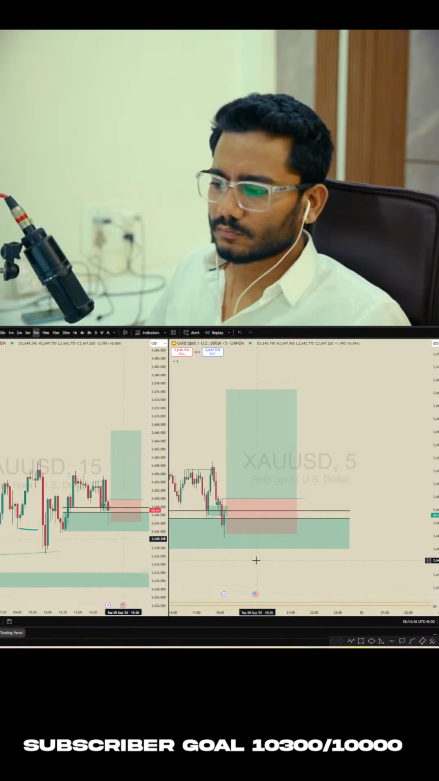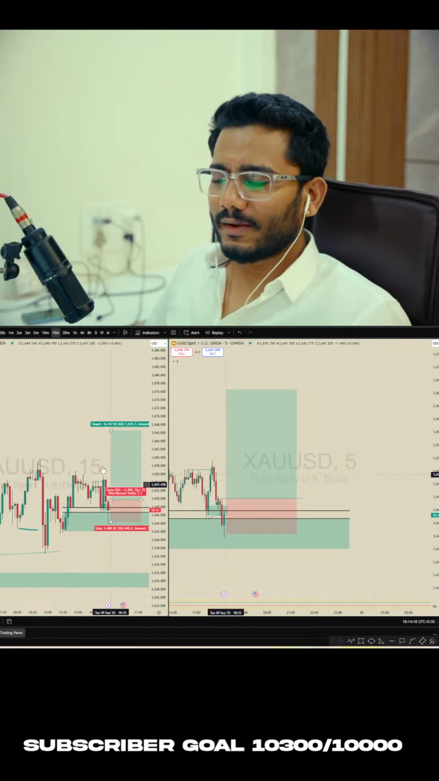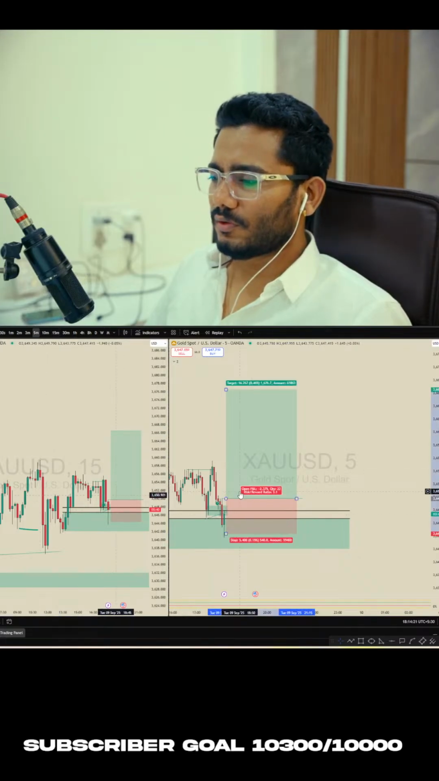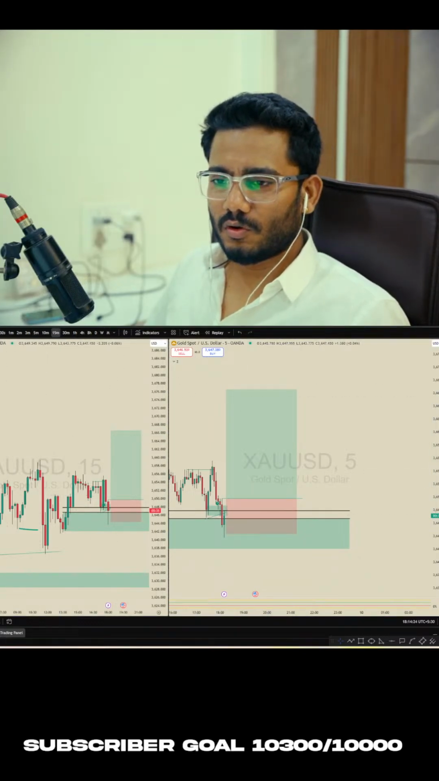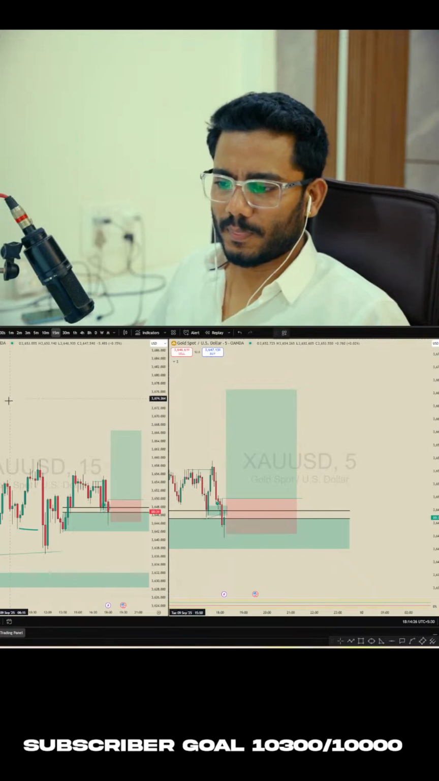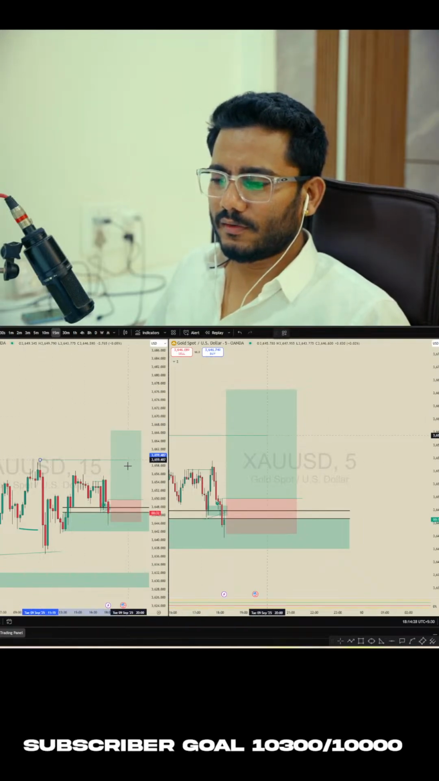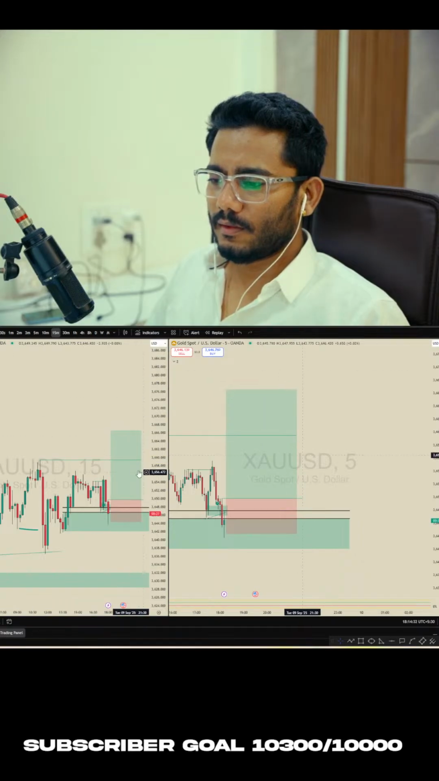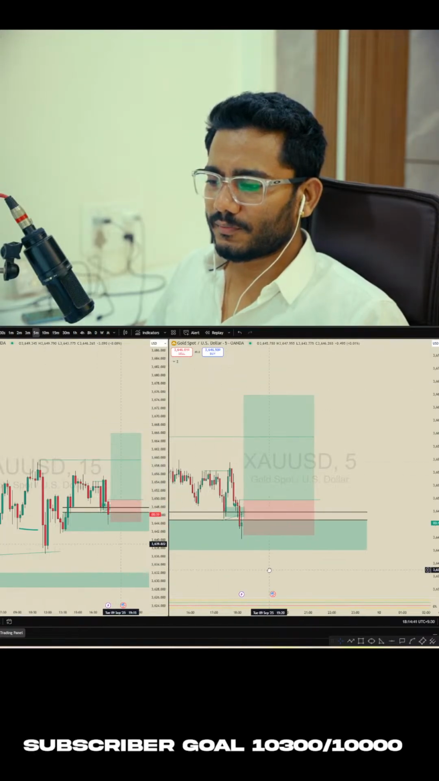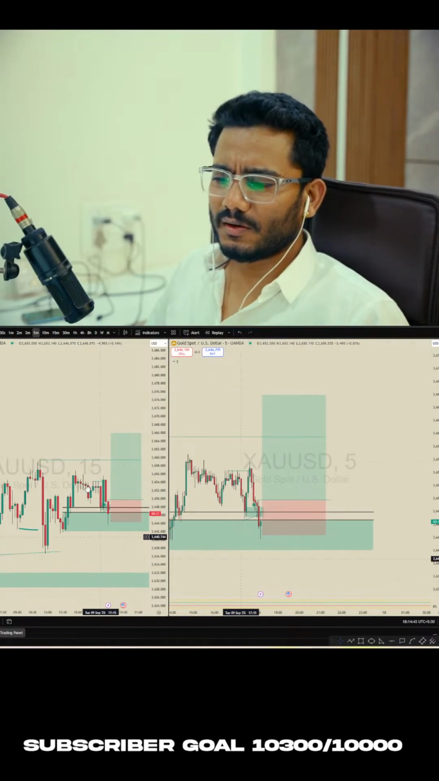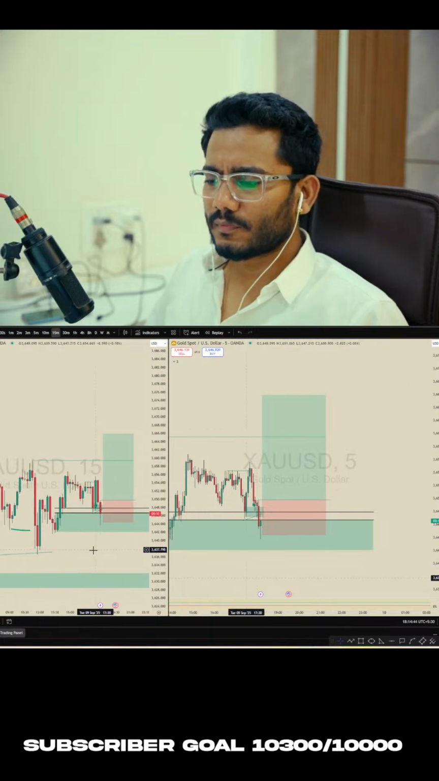Target is very random. Right now, I'm just looking for 1 is to 3 because we are at all-time high. We can target the next high, this one, but it's too small, like it's 1 is to 2. So at least I should get 1 is to 3 after this structure break. And then it can continue upside, we don't know, right?